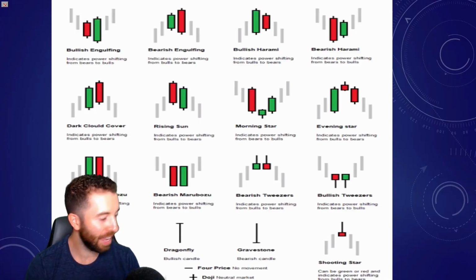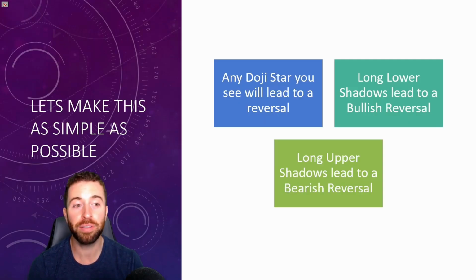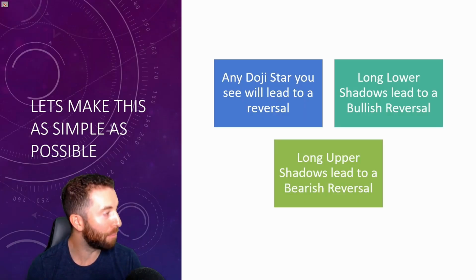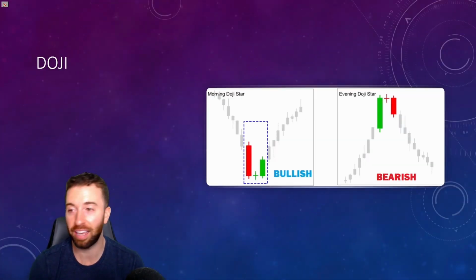But at the end of the day, let's make it as simple as possible. Any doji star, which basically looks like an addition sign, is going to lead to a reversal. Long lower shadows lead towards a bullish reversal. Long upper shadows lead to a bearish reversal. And that's all stock trading comes down to when it comes to candles.